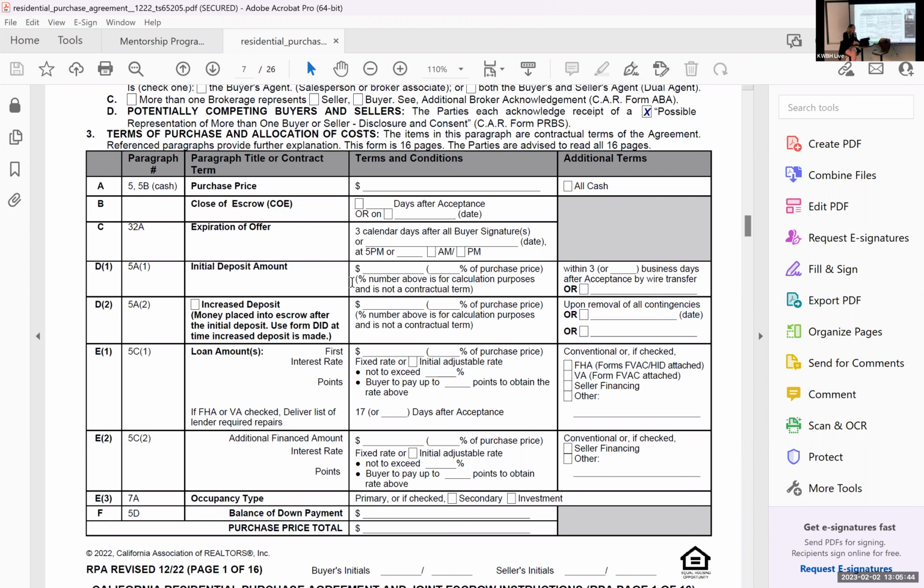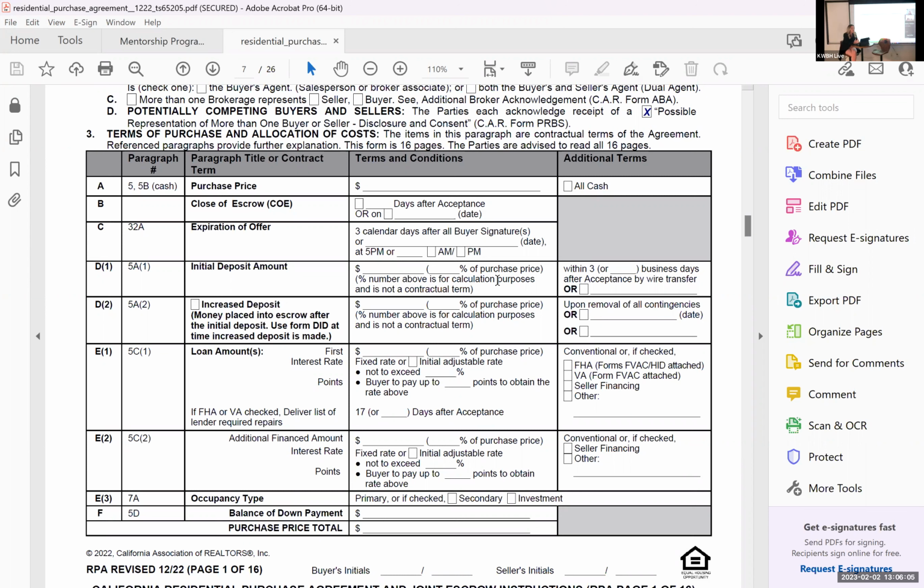Increase deposit. Oh, by the way, what is the typical percentage of the purchase price that we use for the earnest money deposit? 3%. Can it be more or less? Yes. What if you're offering less? What does that look like? Less attractive. It's less attractive to the seller. More? More attractive.